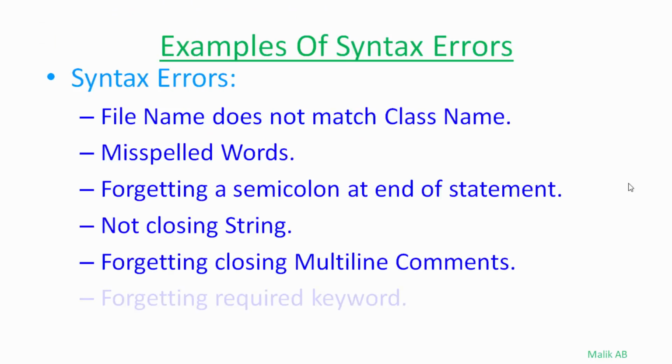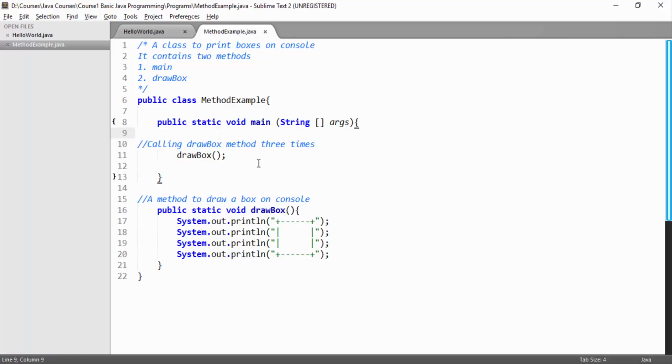Another error is forgetting a required keyword. If we have forgotten a required keyword, then it is also a syntax error. Here we have a class MethodExample which we have developed in our previous lectures. We know that the definition of a method is that it should have a return type, and here you can see we have a method drawBox and its return type is void. It is not returning anything, but we have to write this void. If we have forgotten this void, it means that we have forgotten to write the return type of the method. It is a syntax error.